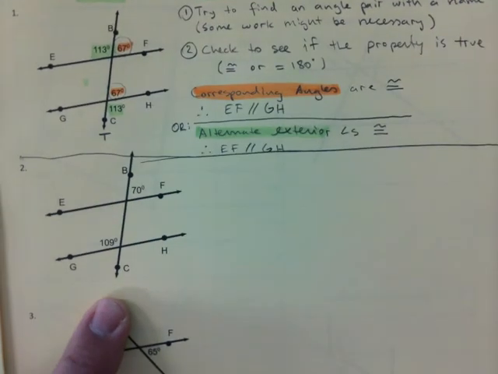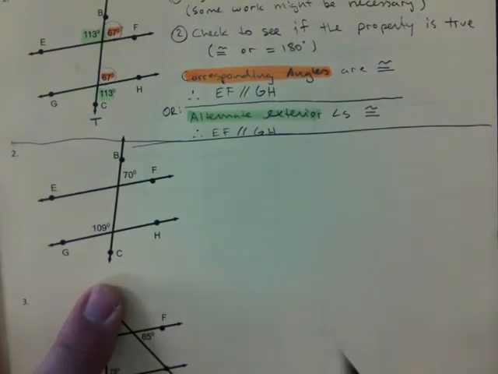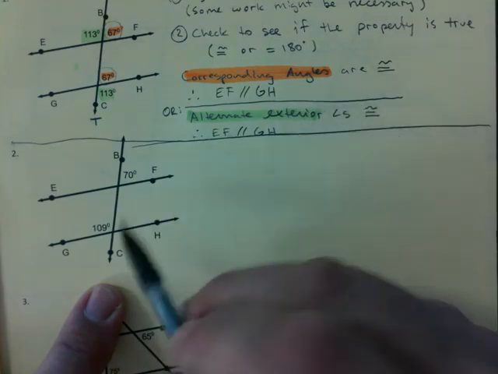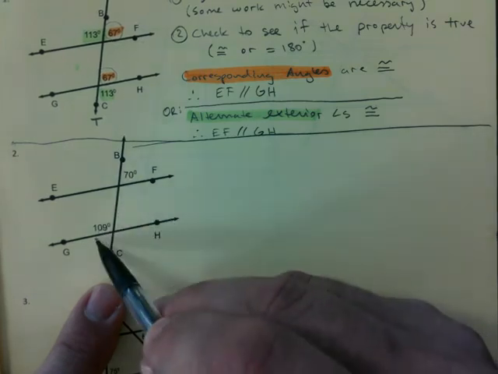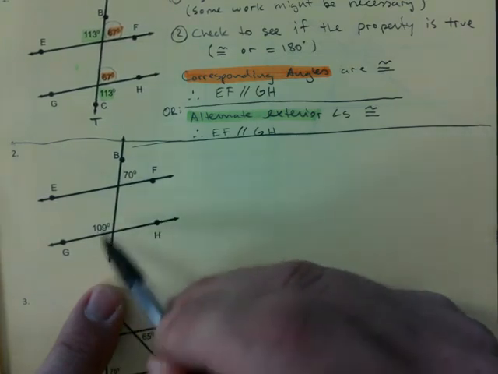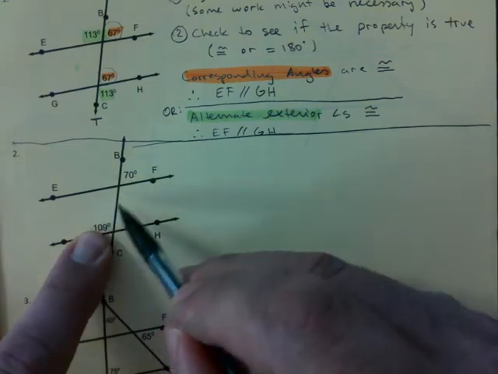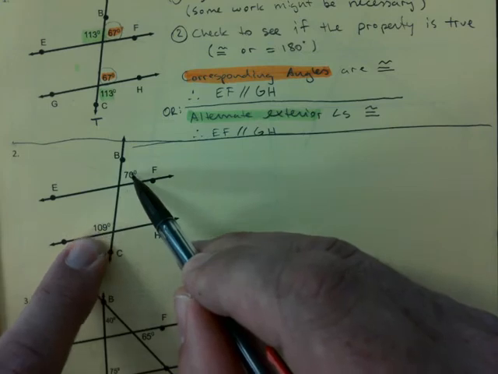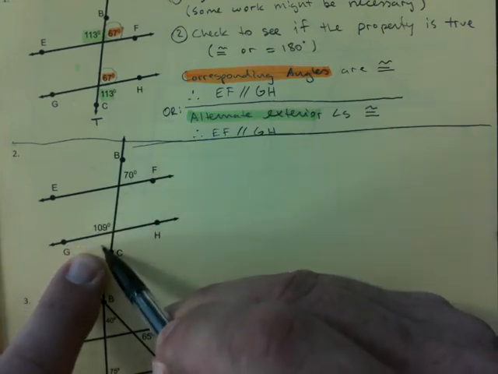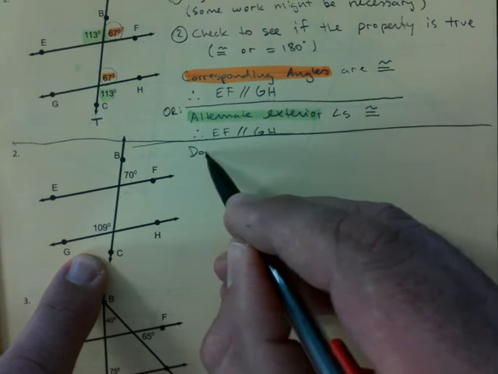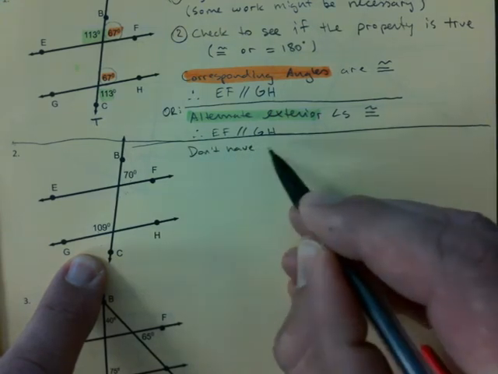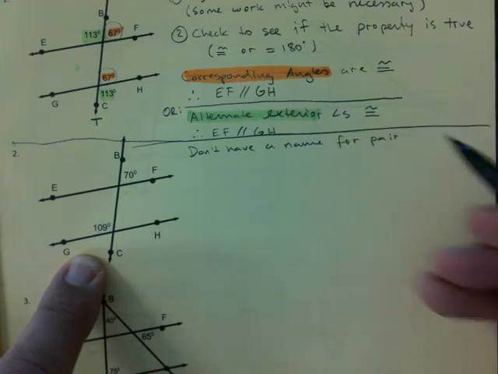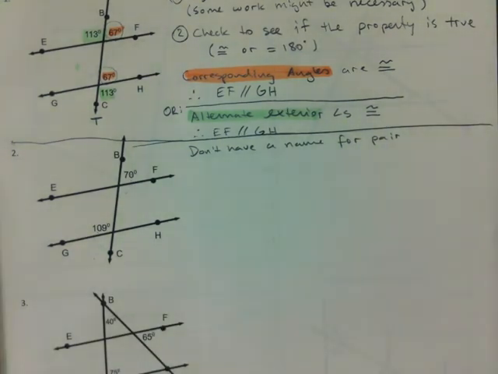Second question. Do you have a pair that you have a name for? Alternate, right? They definitely look like alternate, don't they? But alternate interior, we would need these two, right? Alternate exterior, we would need this one and that one. So we technically don't have a name for these two. So I'll put that down: don't have a name for the pair. You might have more than a pair, but for this particular one, we don't have a name.